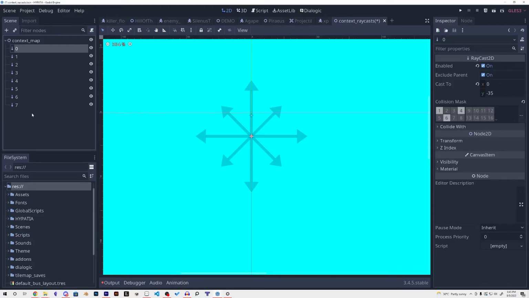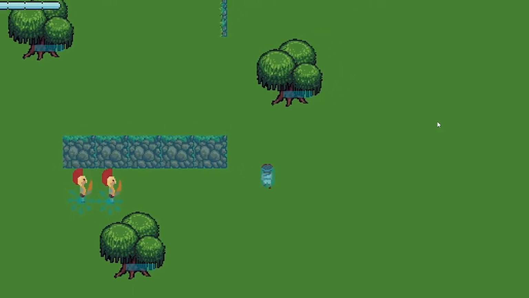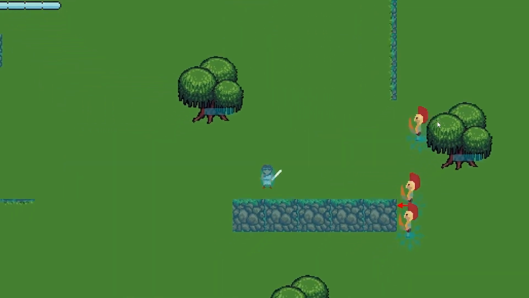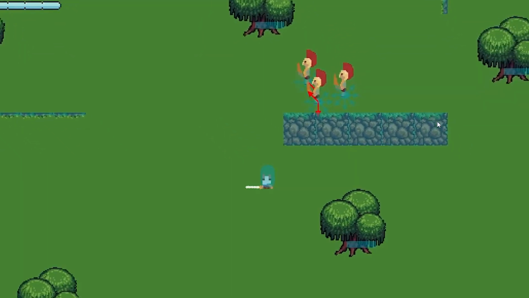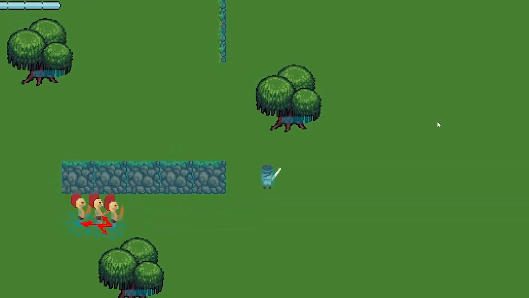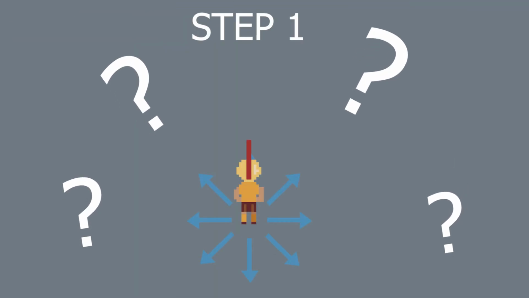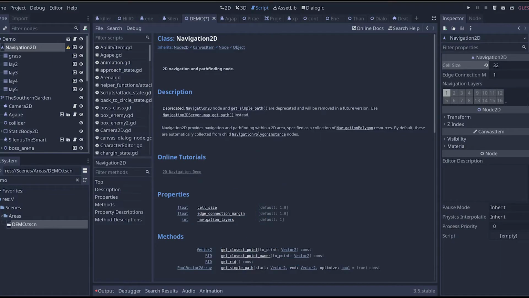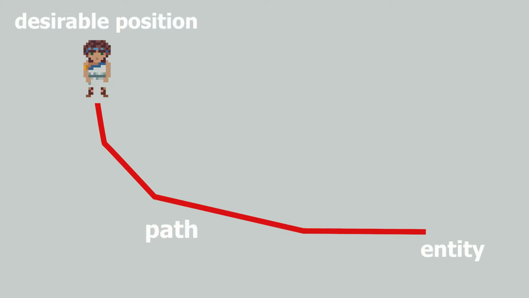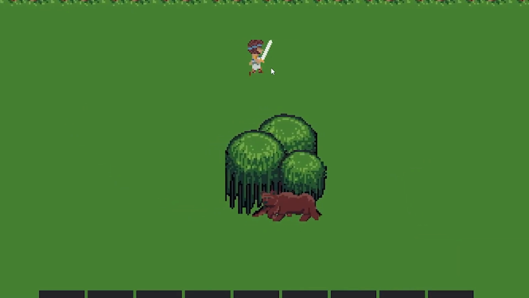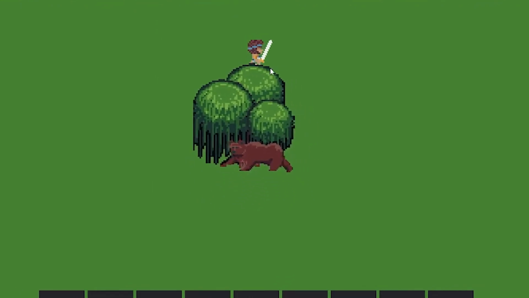These will be our senses, and they will be used to detect danger and incentive. A raycast basically gives us information of what it's colliding with. And once that's done, we're ready for step 1, which is getting the optimal direction for our entity. And thankfully in Godot we have a navigational 2D node, which will return the path to desirable objects. Problem with using their function is it skims walls and it's easy to get stuck. But that's okay, because our algorithm will fix this.